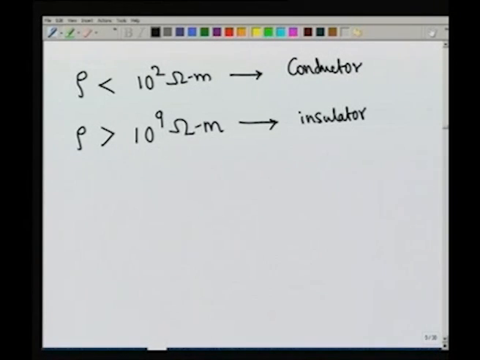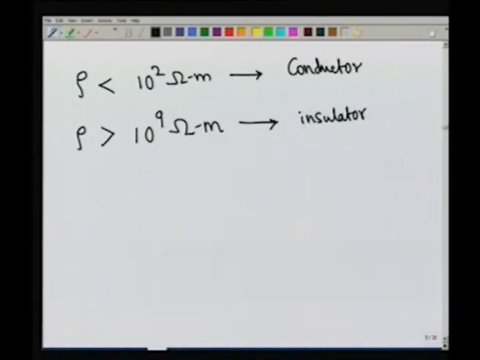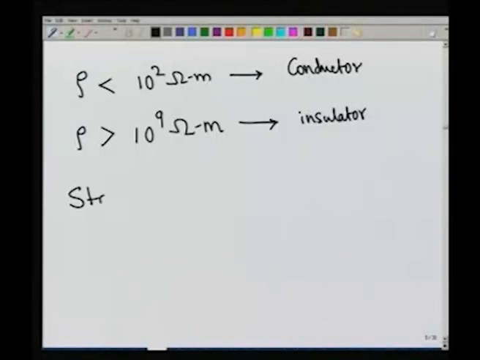So we see that we are jumping by 7 orders of magnitude in order to make a distinction between what I would call a conductor and what I would call an insulator. And over these 7 decades, a factor of 7 on the logarithmic scale, there is a gray area, and we have to ask ourselves, what about the materials which fall into this particular category? Now the answer to that is quite interesting. What the engineers do is to introduce another category, and these are called static dissipation materials. Dissipative materials.